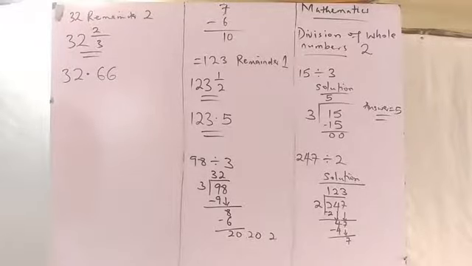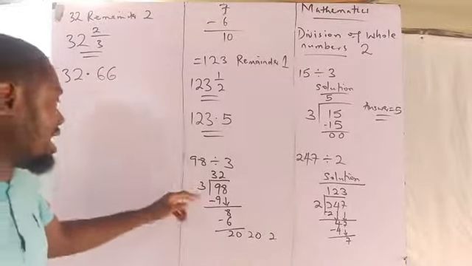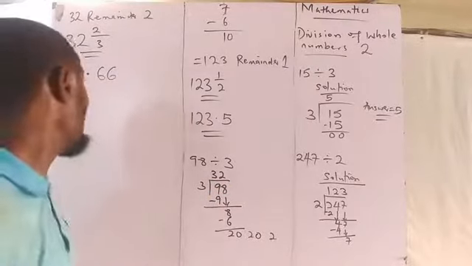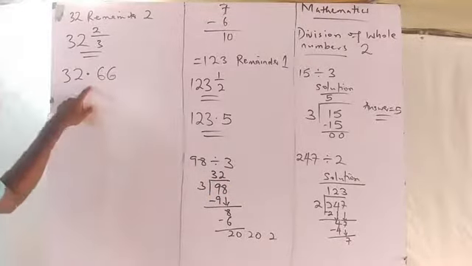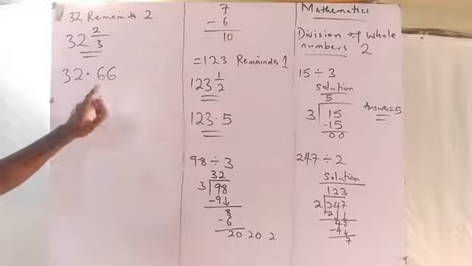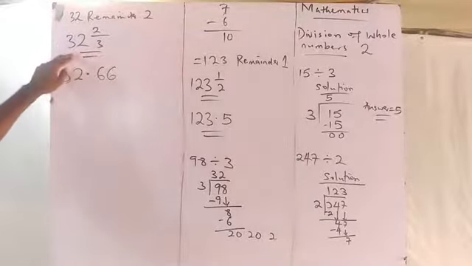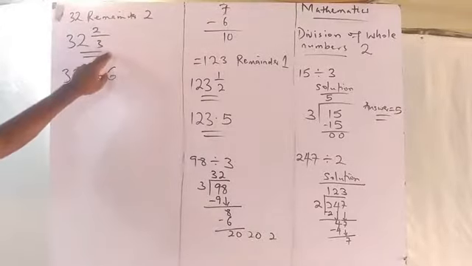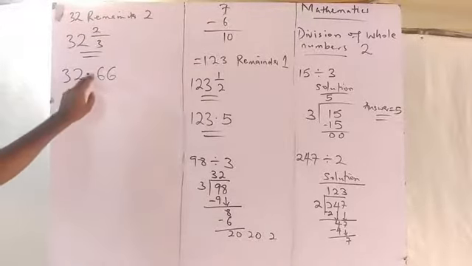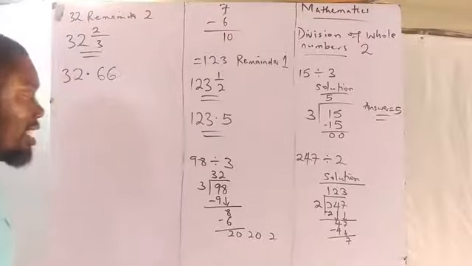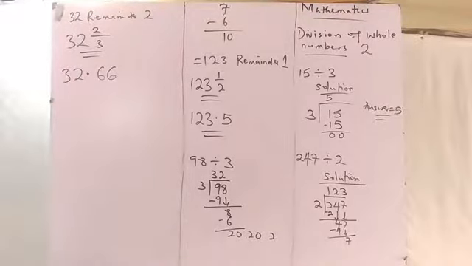So now, if one asks you, is 98 divided by 3 a rational number? Your answer will be yes. Why? Because it has repeated decimals, 0.66. But the answer we actually got was 32 remainder 2, or 32 whole number 2 over 3, or 32.6. This is the answer that we got in the course of dividing these simple problems.